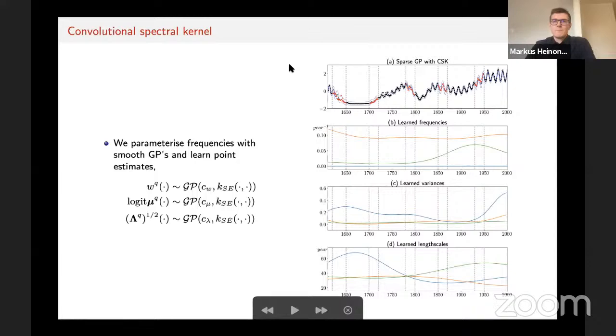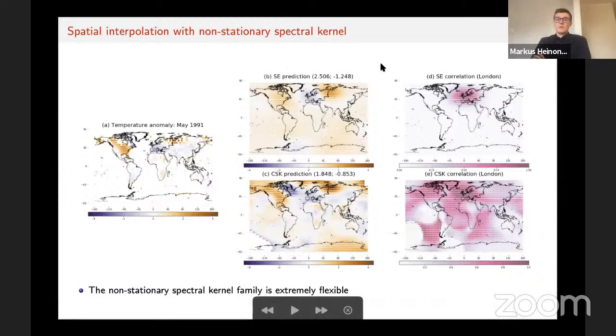Okay, and then just the final proper slides before the conclusion. I think I still have two slides. Now we can look at what actually happens if we do spatiotemporal interpolation with a non-stationary spectral kernel.